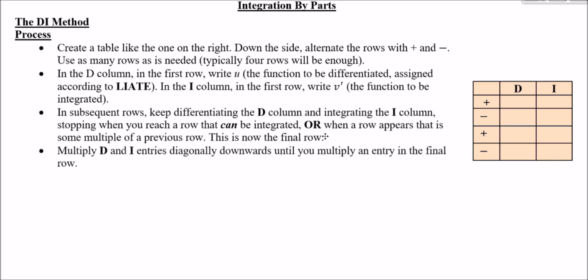When you get to the final row as well, we multiply the D and I entries diagonally downwards until you end up multiplying an entry that sits in that final row. Then finally, for the final row itself, we just find the integral of the product of the two expressions in that final row.